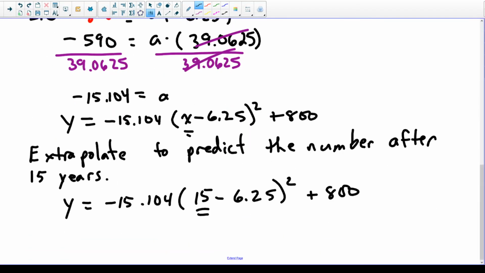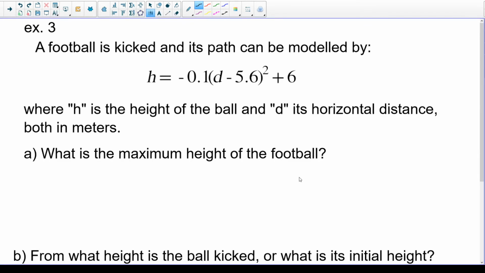Okay, let's move on to the next example. A football is kicked and its path can be modeled by h = -0.1(d - 5.6)² + 6, where h is the height of the ball and d is its horizontal distance, both in meters. What is the maximum height of the football?